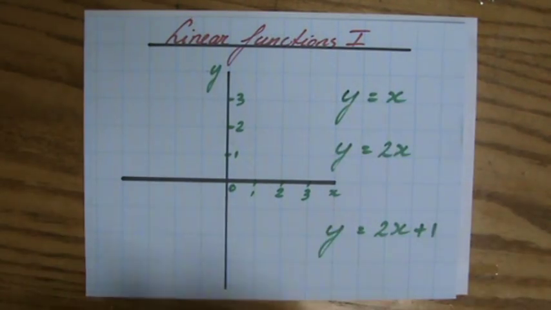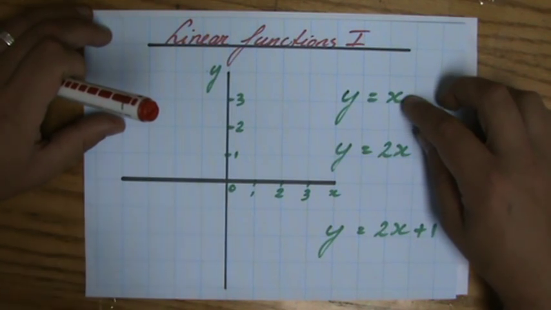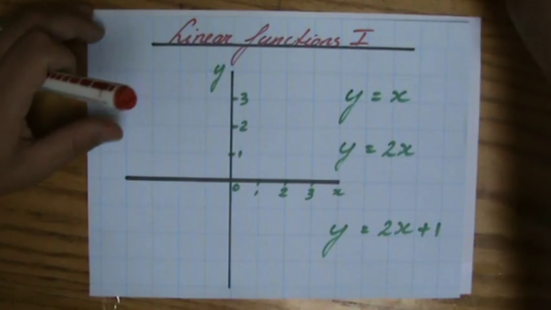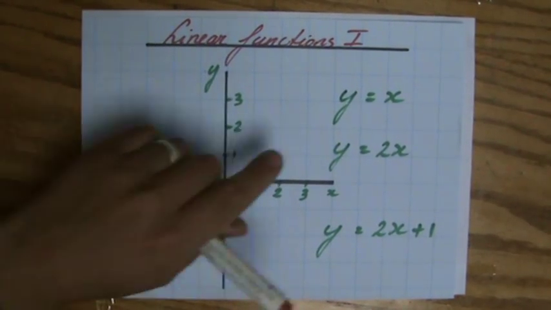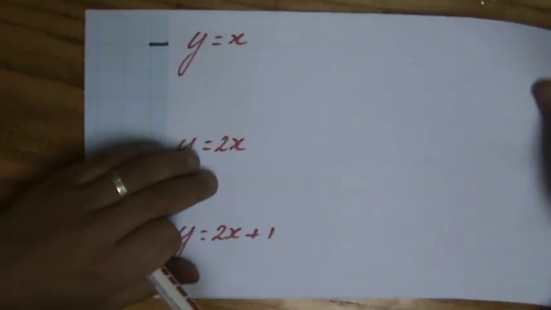Good. Now, in my previous video, I showed you how many points you need to draw a line. Well, you only need 2 points, yeah? But we always find 3 just to make sure we didn't make a silly mistake. And we're going to start with the most basic line you can get, y equals x.